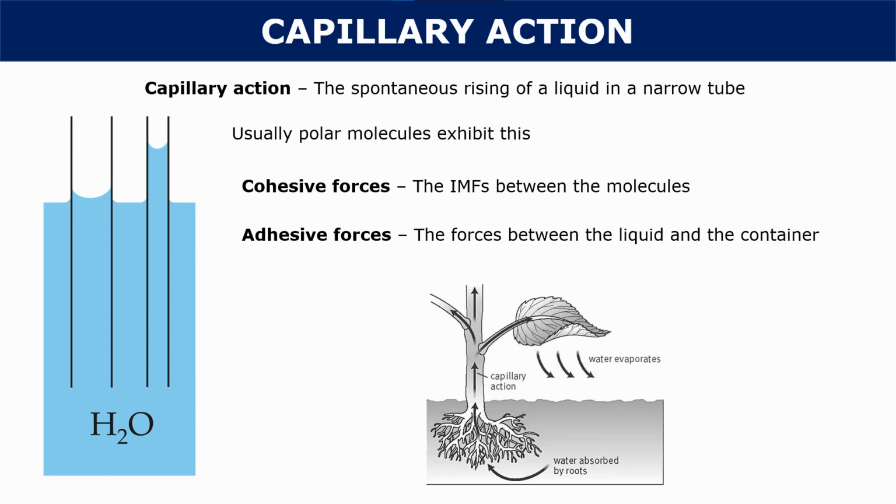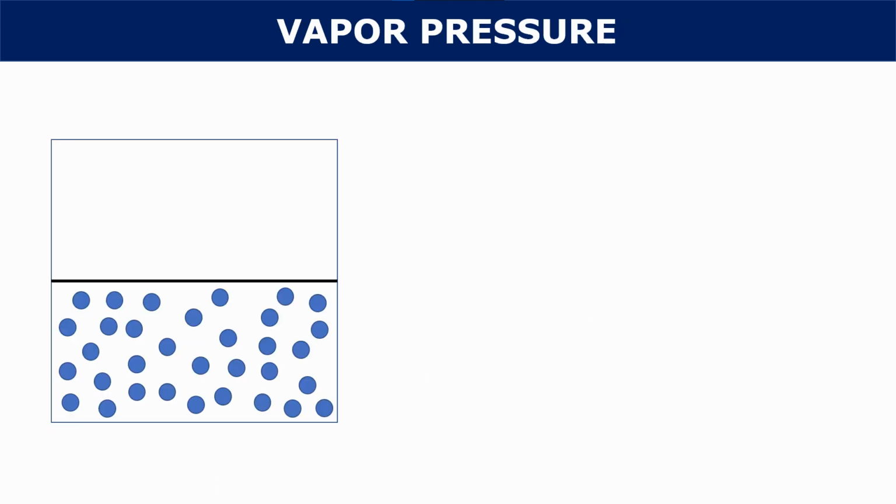It occurs naturally in plants. This is how plants get their water from their roots all the way up to their stems and stuff. So they use capillary action to make all of this happen. And they use really tiny tubes so the water goes up really fast. Yeah, that's capillary action. Let's talk about vapor pressure.